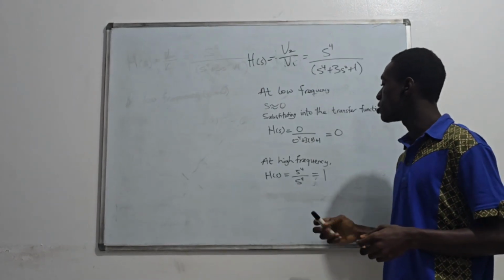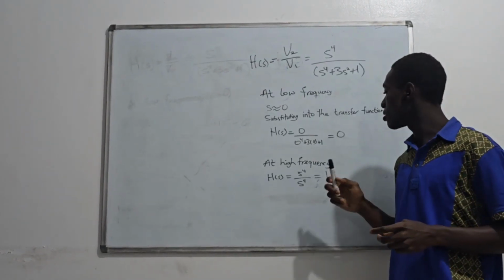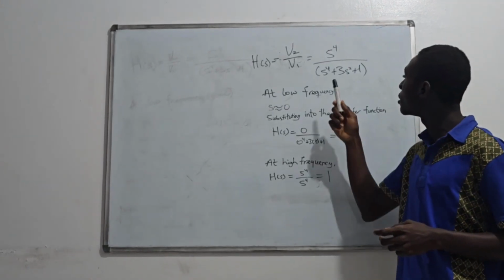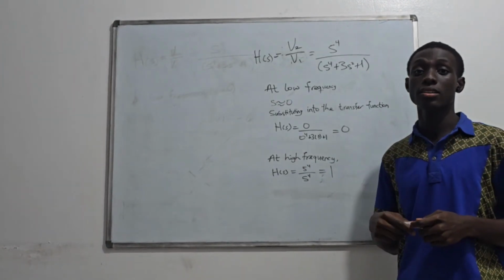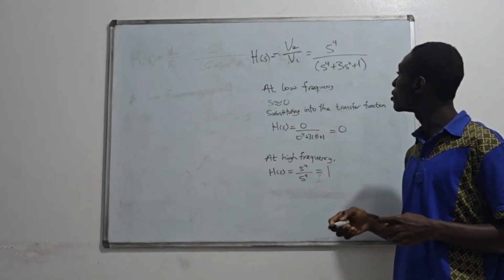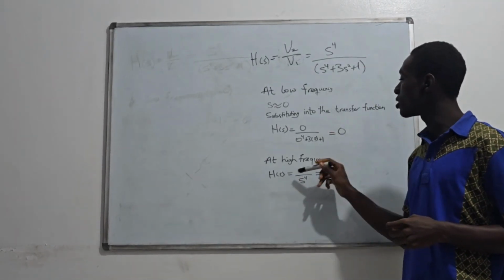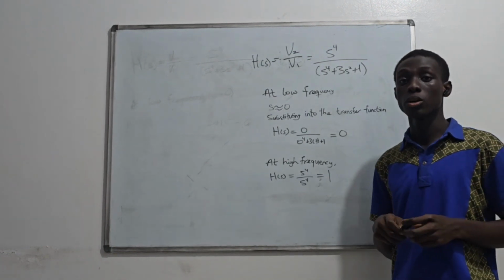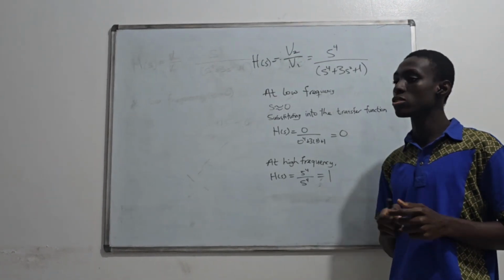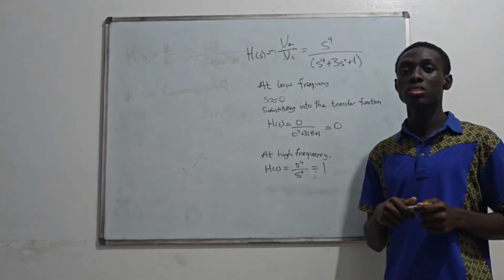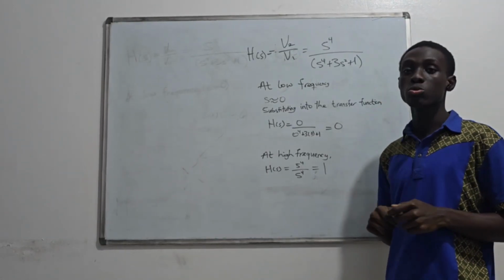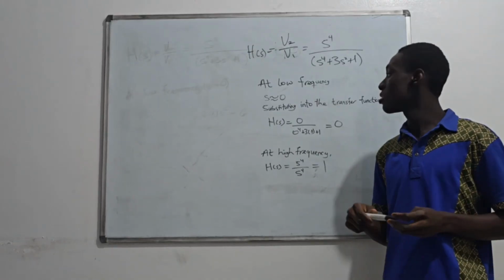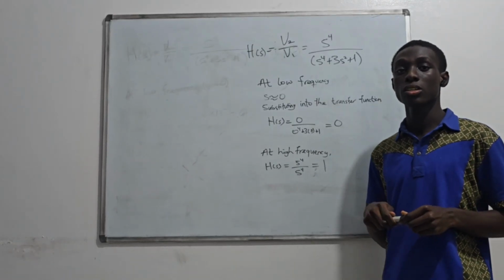Then at high frequencies, we consider the S term with the highest power. In the equation we realize that S to the power 4 is the highest, so we go in for that one. Taking those out, S to the power 4 cancels S to the power 4, giving us a value of 1, which means the input voltage is going to be equal to the output voltage. We can deduce from this that the circuit is a high pass filter.